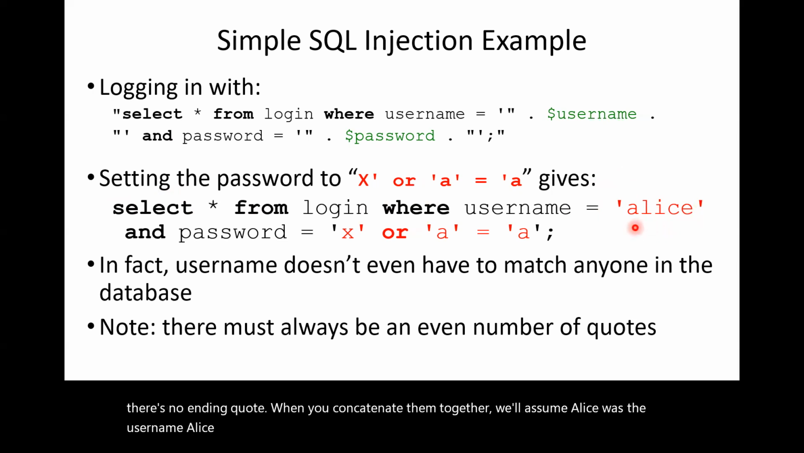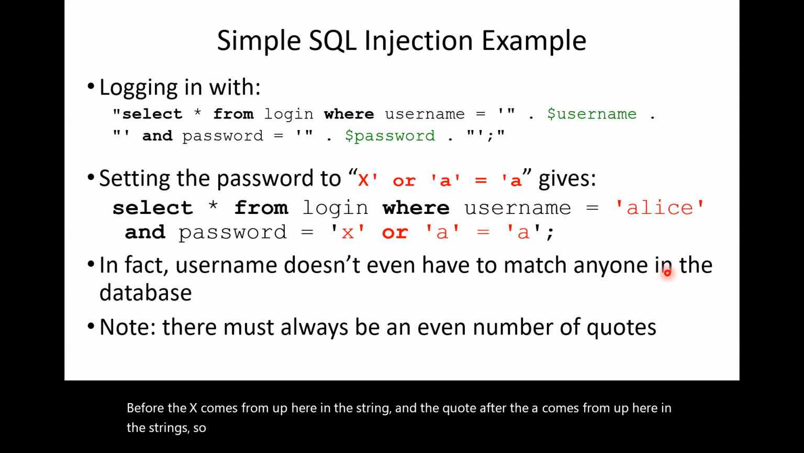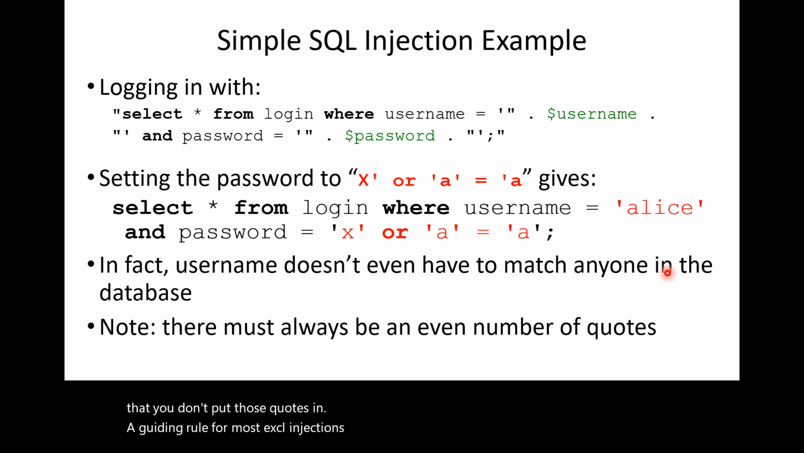Alice is always doing this, or it's Bob, that it's put in here, and that X quote is there. Note the quote before the X comes from up here in the string, and the quote after the A comes from up here in the strings. So those quotes are going to be surrounded by the text, so you have to make sure that you don't put those quotes in. A guiding rule for most SQL injections is you want an even number of quotes.